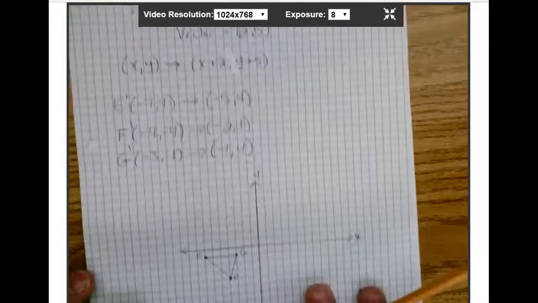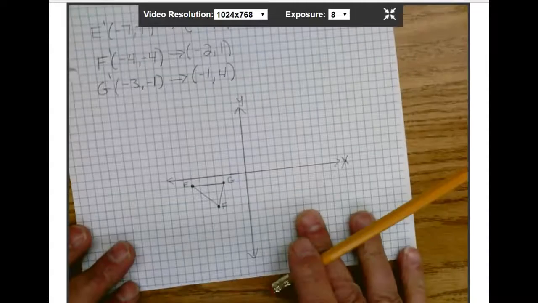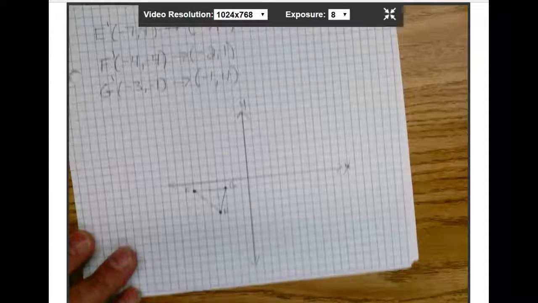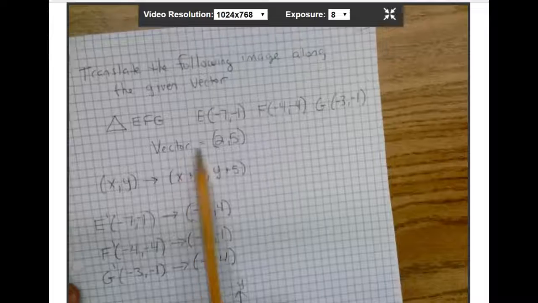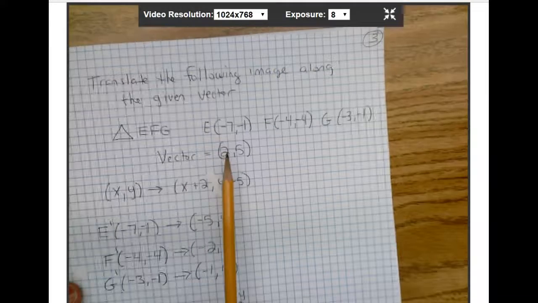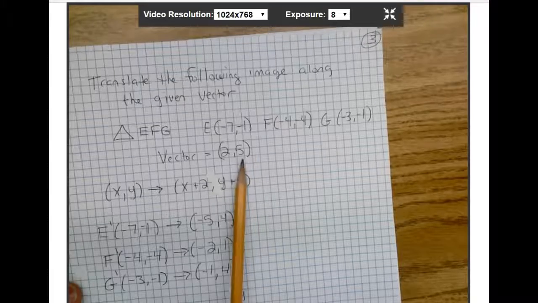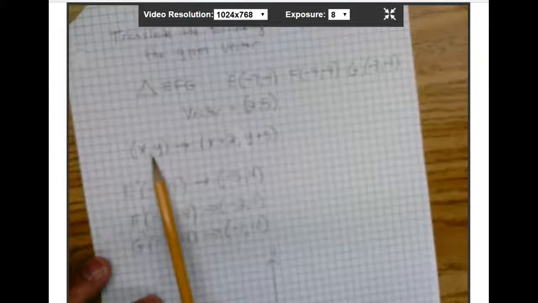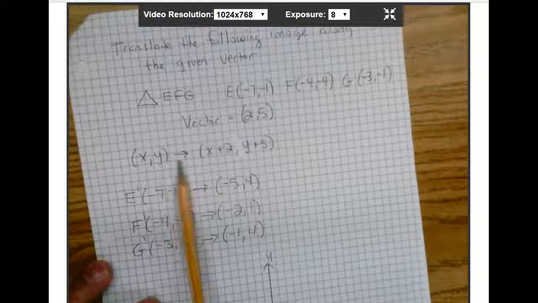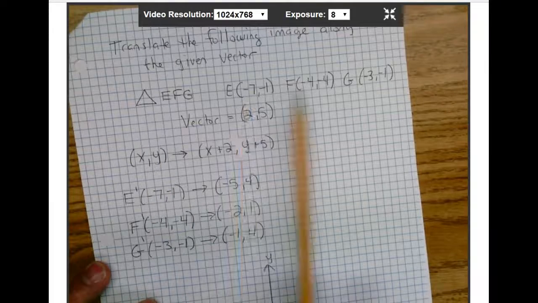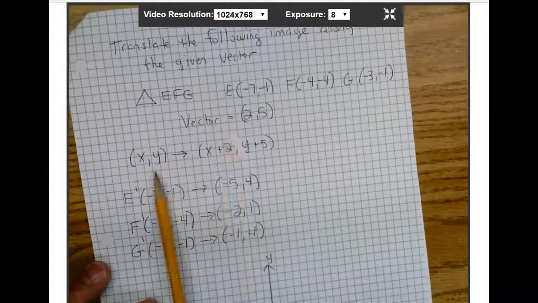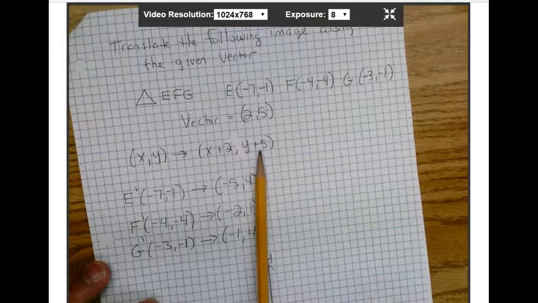If we looked at it, it would be right down here. We're going to move it in a minute. And then it says our vector coordinates are 2 and 5. So we're going to change the x by 2 and the y by 5. So it's really, whatever the x and the y are originally for the 3 points, we're just going to add 2 to the x and 5 to the y.